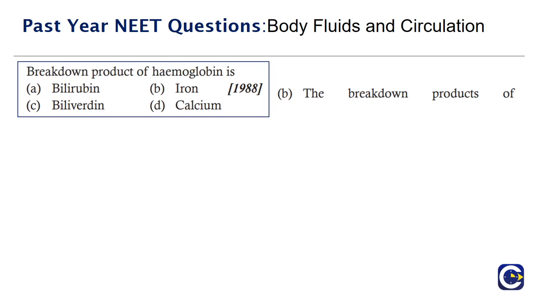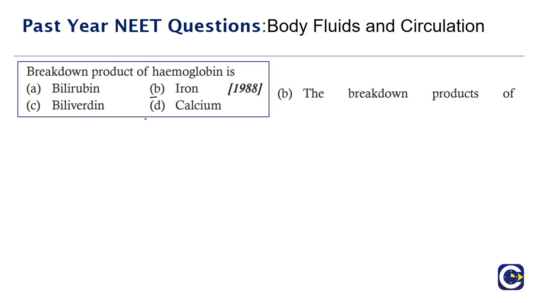Breakdown product of hemoglobin: option A, bilirubin; B, iron; option C, biliverdin; option D, calcium. So when hemoglobin is broken down, we get iron. It happens in the spleen. Breaking down of RBC happens in the spleen, and the hemoglobin is also broken down so that we get the iron back.